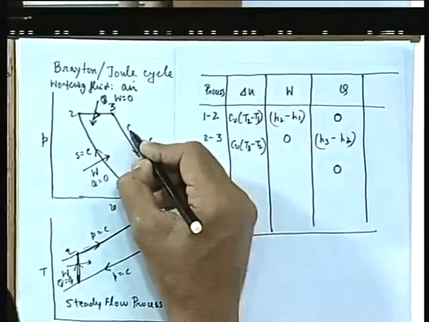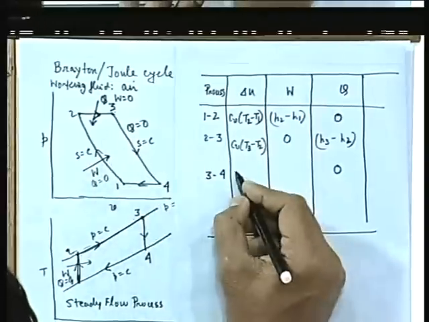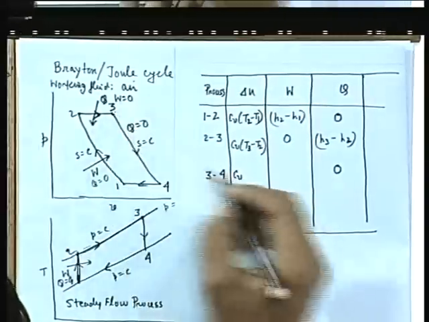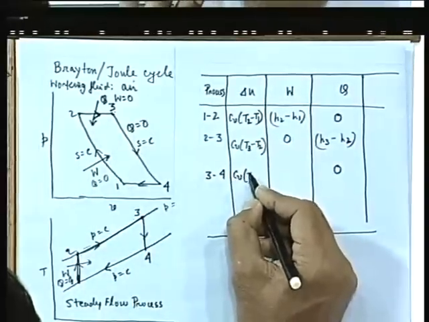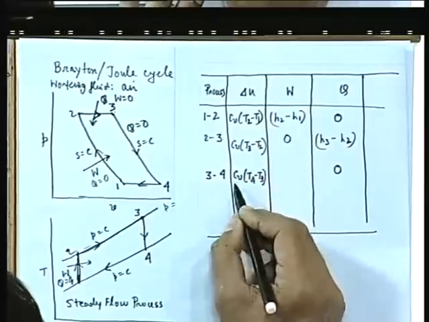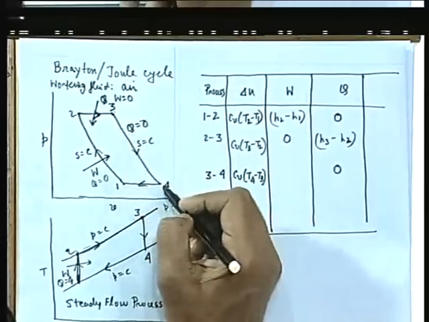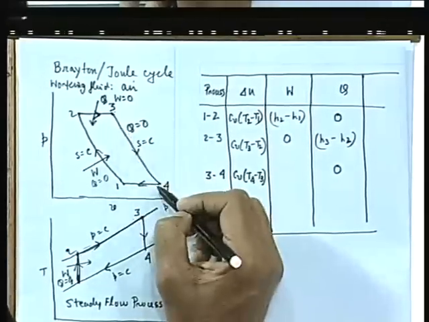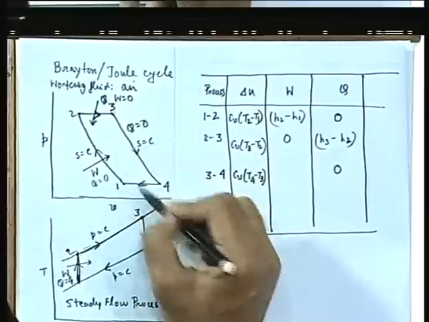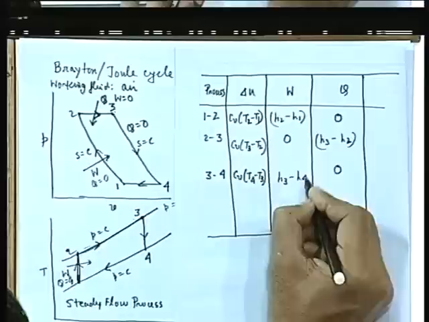So 3-4, Q is 0, isentropic process. And the change in internal energy, since air is an ideal fluid, is always Cv times (T4 minus T3), that is, the change in internal energy of an ideal gas is Cv into change in temperature. Now, here also the work done by the turbine can be found out by the application of the steady flow energy equation as H3 minus H4.